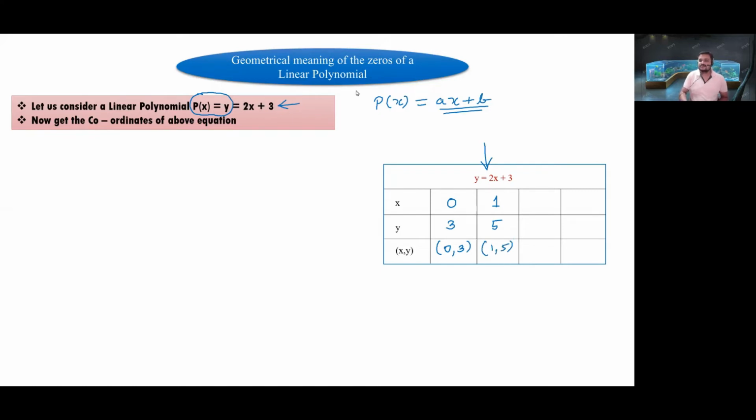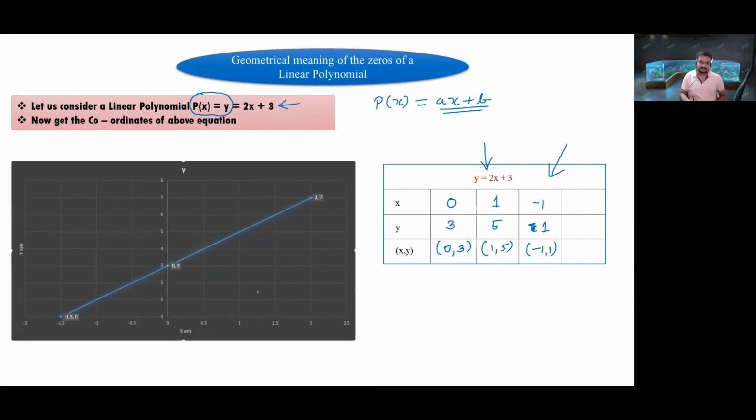Okay. Similarly, if I put y as 0, it will go in fraction, so avoid that value. So if I put x is equal to -1, अगर मैं -1 put करता हूँ तो y will be equal to 1. So what is my next coordinate? It is (-1,1). So in this way we can find 3 to 4 coordinates, and accordingly we will plot a graph. So the graph will look like this.